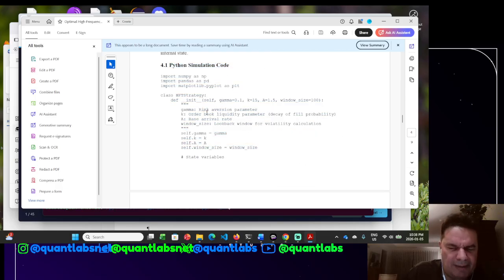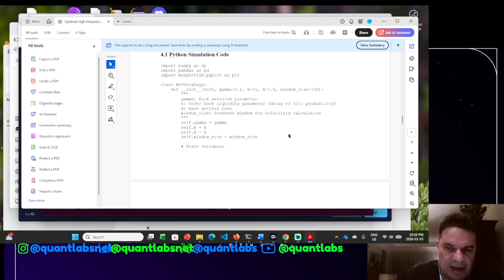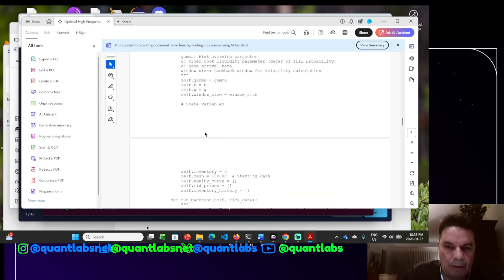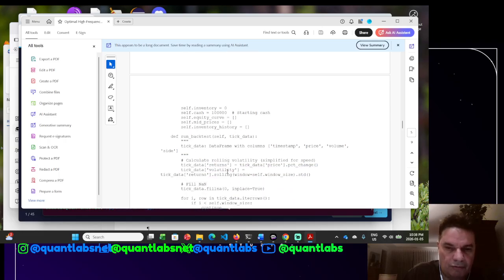Here we've got our gamma, which is a risk aversion parameter. K is the order book liquidity parameter, the decay of fill probability. A is the base arrival rate, and then the window size. And again, you'll see that better in the HTML visual slide deck, because it's all repeating. So we have a look back window as well for volatility calculation. And here's all the different coding for that. We have a state variable, and we run a back test.